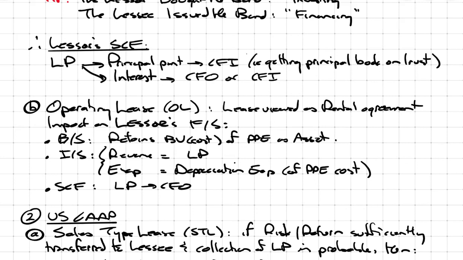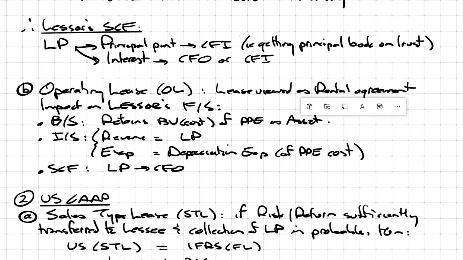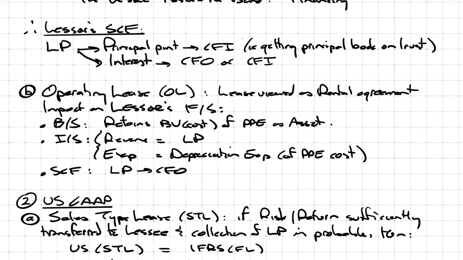Now, the second method that IFRS permits to the lessor, let's be specific, is the operating lease method. And here the lease is viewed as a rental agreement. So the impact on the lessor's financial statements is as follows. On the balance sheet, they would actually retain the cost or the book value of the PPE as an asset. And what's the logic there? If this was a rental agreement, then the lessor still owns the asset. In other words, the asset was never really transferred to the lessee. The lessee is just renting it. So the lessor would still be carrying the asset.